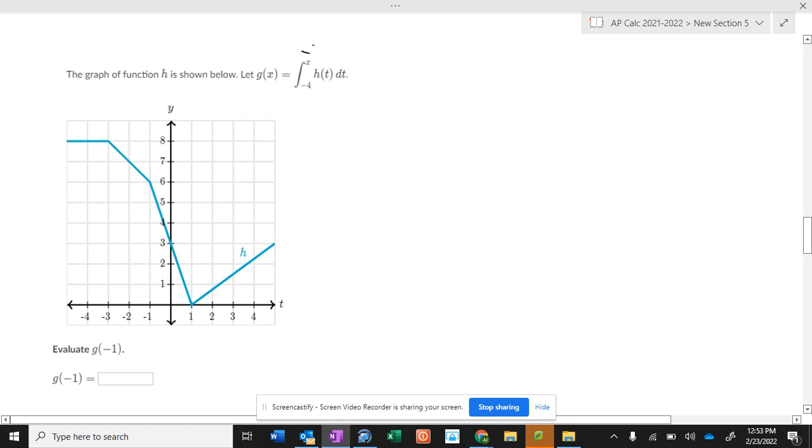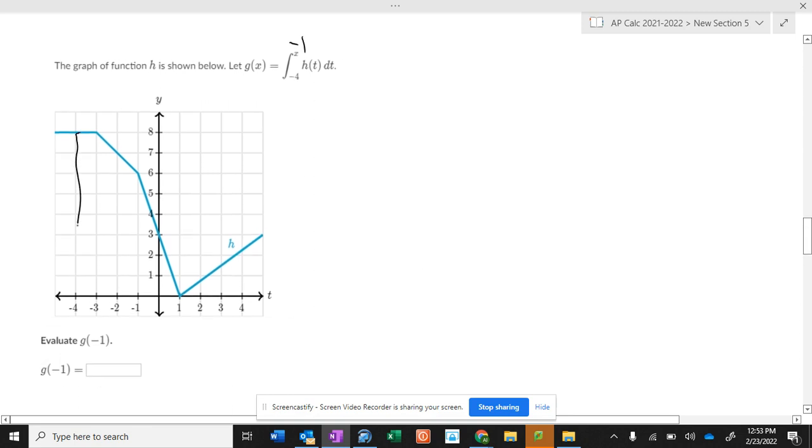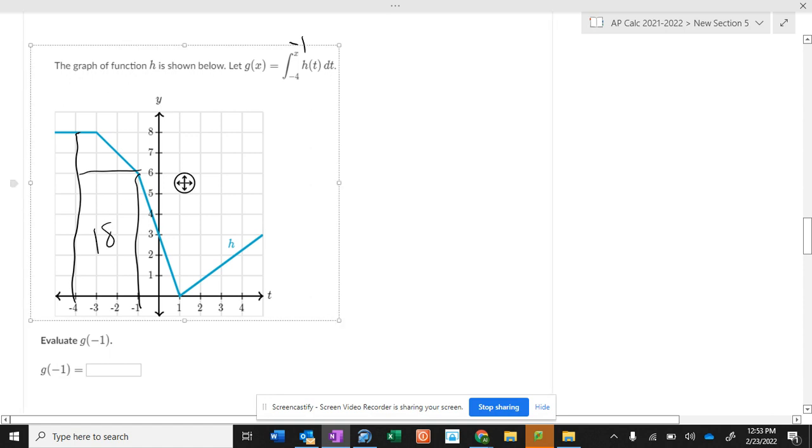Well, you put the -1 here in for x, right? Fundamental theorem of calculus. Put the -1 in there. So -4 to -1, -4. Come on, Miss Bierschbach, draw to -1. So this area right here is 6 times 3, which is 18. And then this area right here is half of 2 by 2, which is half of 4, which is 2. And this is 2. So this is 22.